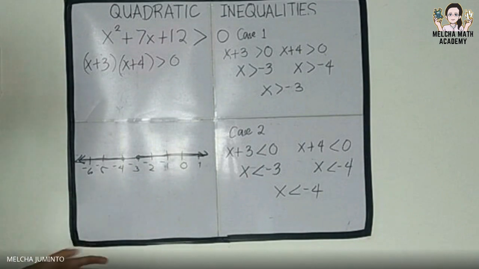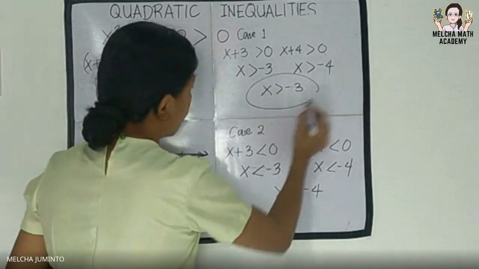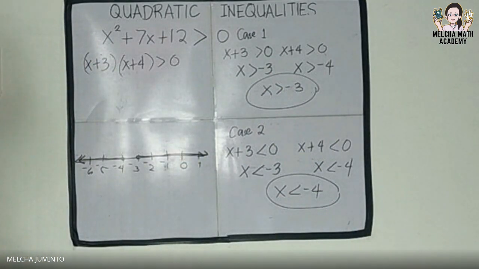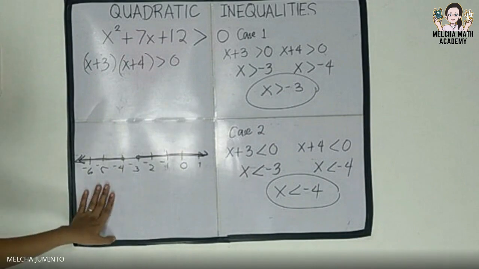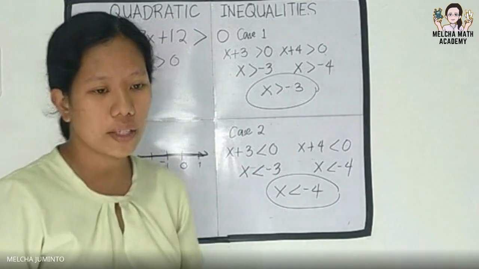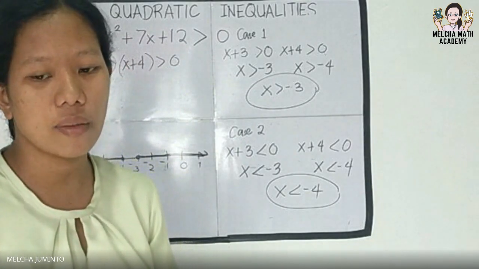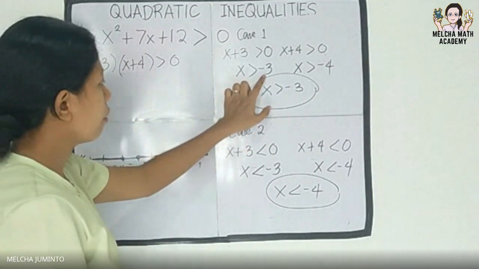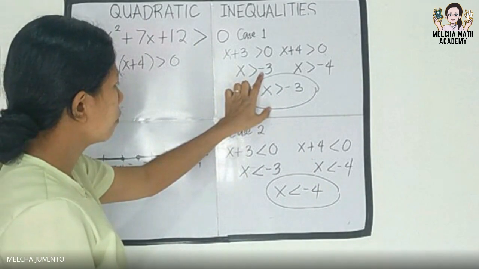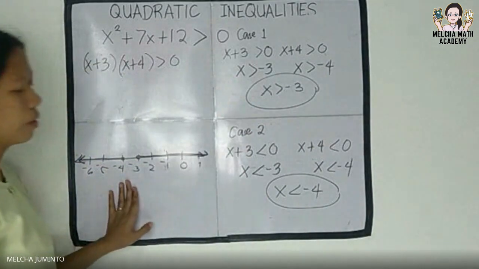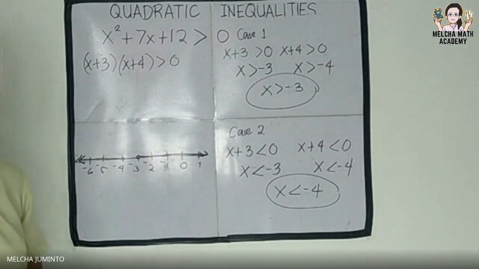So we need first to find these two, x is greater than negative 3 and x is less than negative 4, in order to easily graph the inequality. Here we don't actually find a true or false statement. Instead, we simply understand that here x is greater than negative 3, and the other one is x is less than negative 4, as shown in the graph.